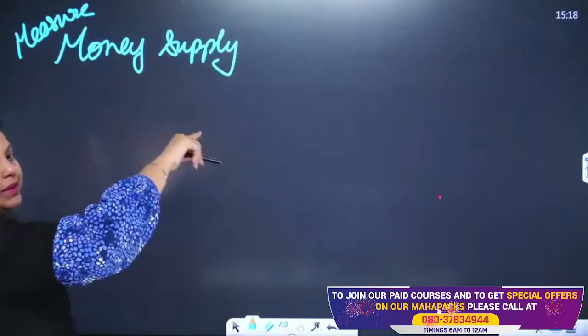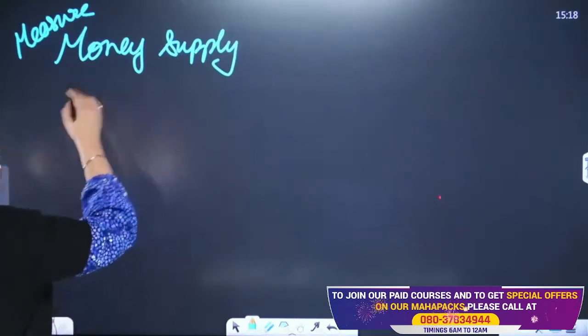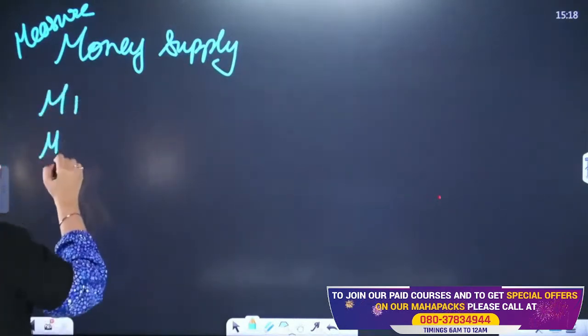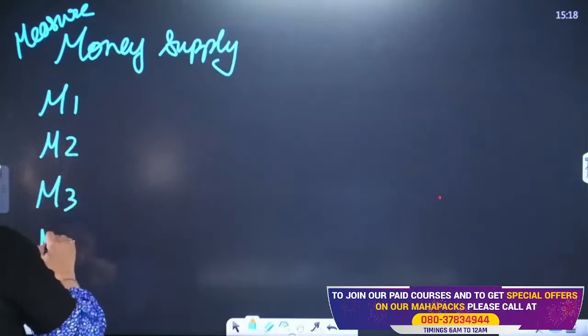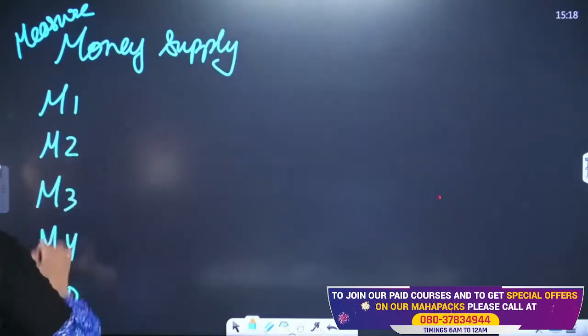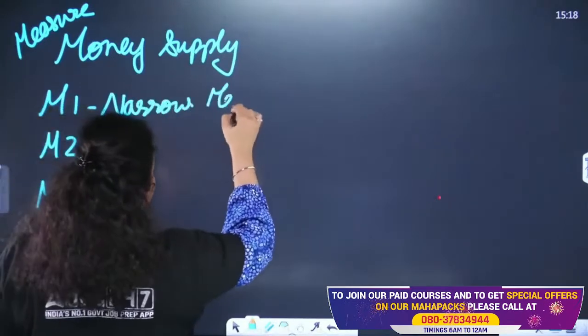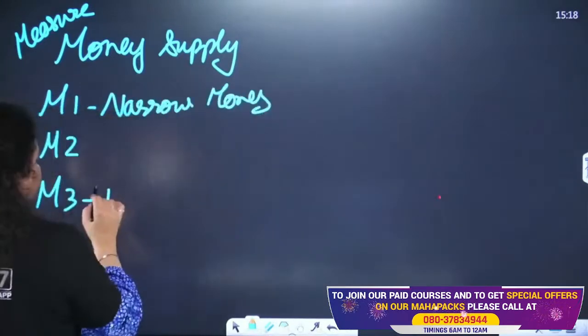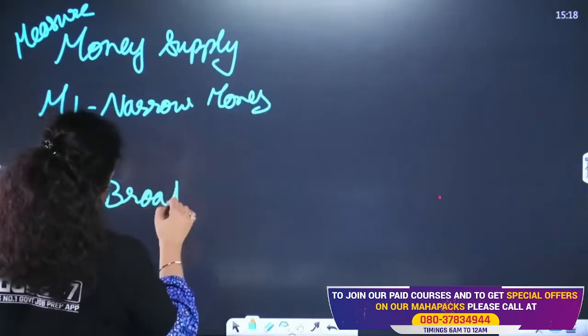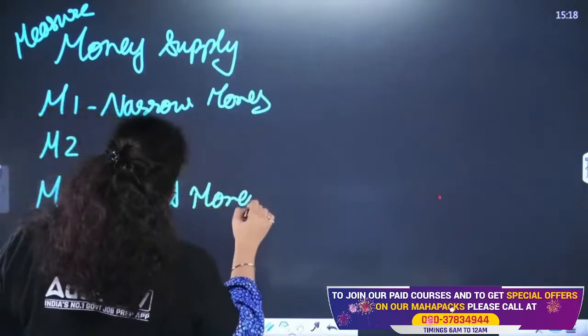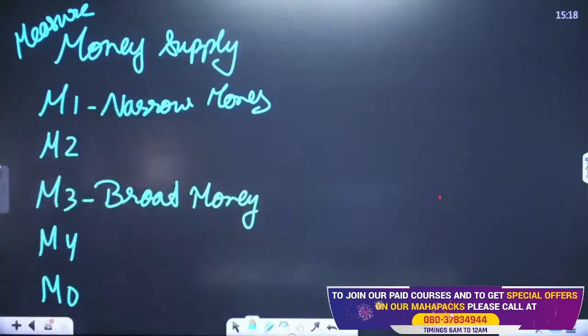And when RBI measures this money supply in the economy, it is done with M1, M2, M3, M4 and M0. Out of that, M1 is known as narrow money, and M3 is known as broad money. They are very famous, broad money and narrow money, and the maximum number of questions will be asked from these two.